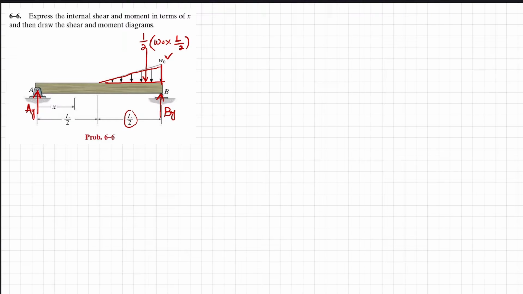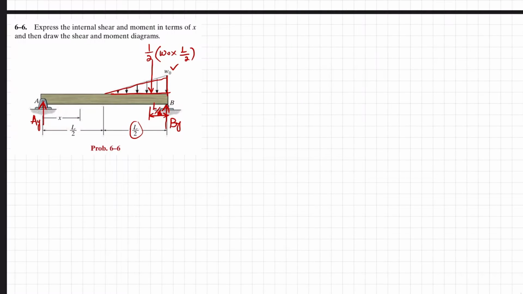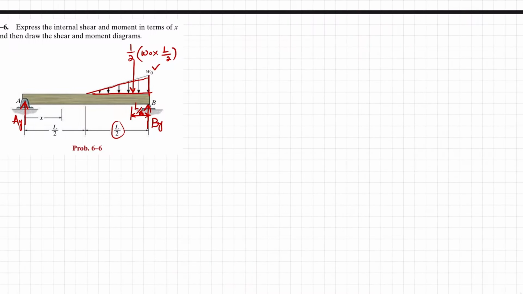So it will be converted into a concentrated load, and that will be acting at a distance of, the total length is L, and it will be acting at L by 3 of this length. But this length is L by 2, so it will be L by 6. Or you can see this distance is L by 2 and it is acting at a distance of L by 2 multiplied by 1 over 3, so it will be equal to L by 6. And the remaining distance will be L minus L by 6, which gives you 5 over 6 L.